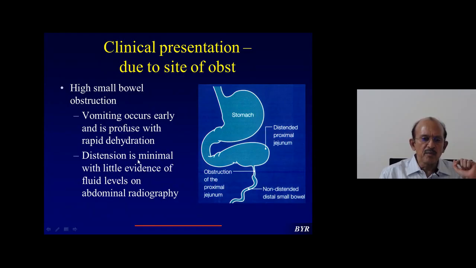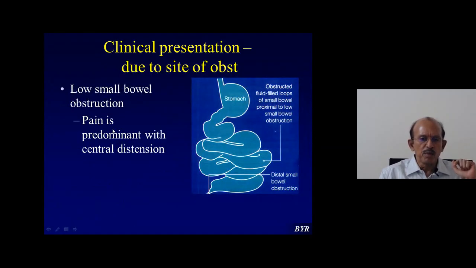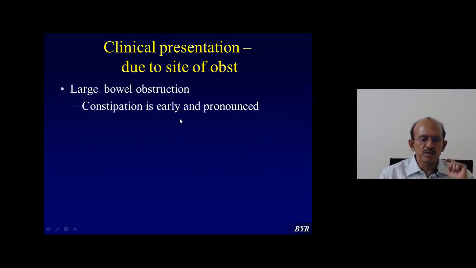Distension is minimal, with little evidence of fluid levels on abdominal radiography. In low small bowel obstruction, pain is predominant with central distension. Vomiting is delayed. In large bowel obstruction, constipation is early and pronounced.